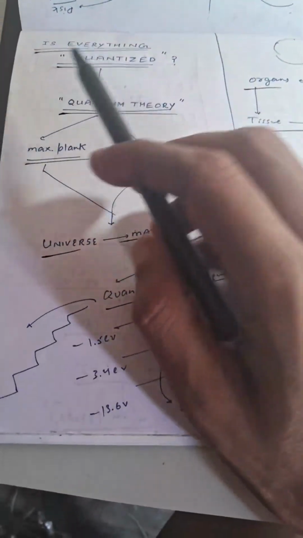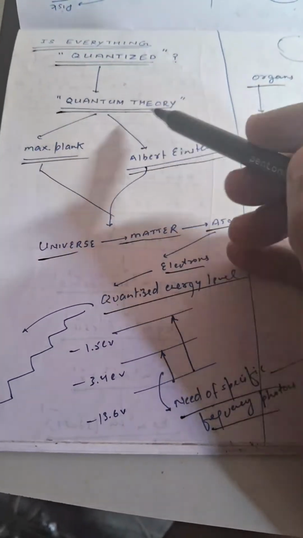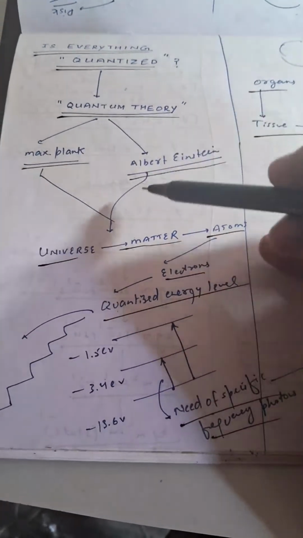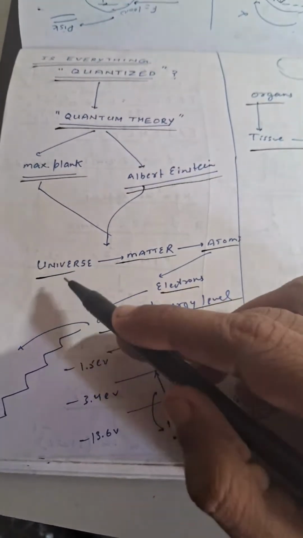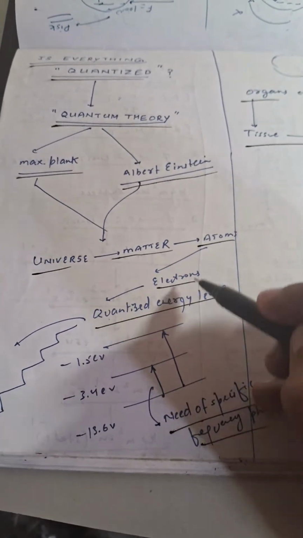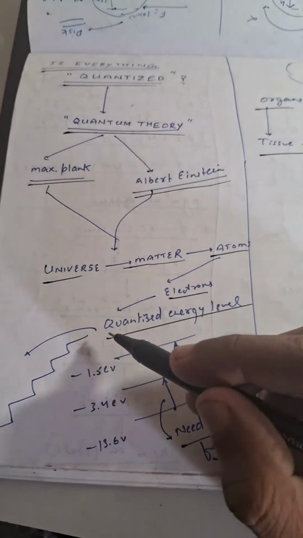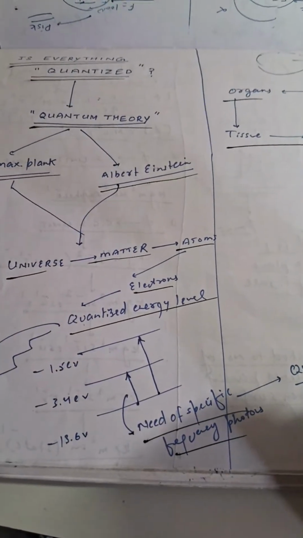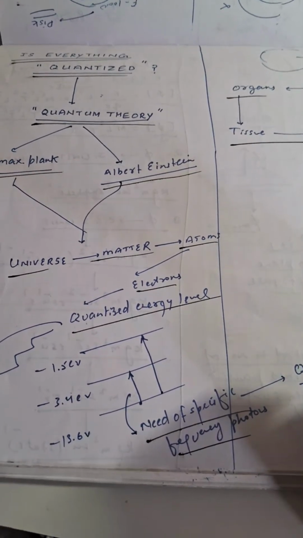Then we have a discussion on something metaphysical: is everything quantized? The concept came from quantum theory, which was developed by Max Planck and Albert Einstein. Now, here is how we need to think about that. The universe is composed of matter, matter is composed of atoms, atoms are composed of electrons, and electrons are composed of quantized energy levels. So if we think in the reverse way, the universe is nothing but a combination of a number of electrons, protons, and neutrons arranging themselves in a certain way.